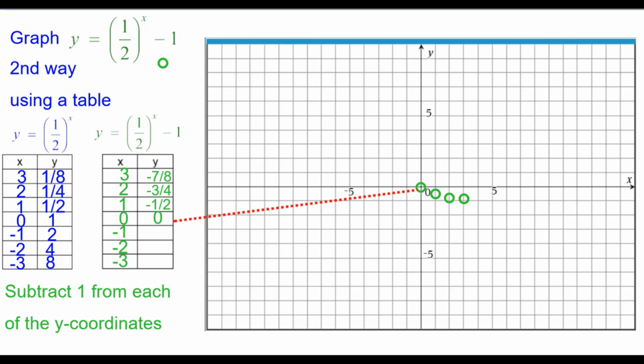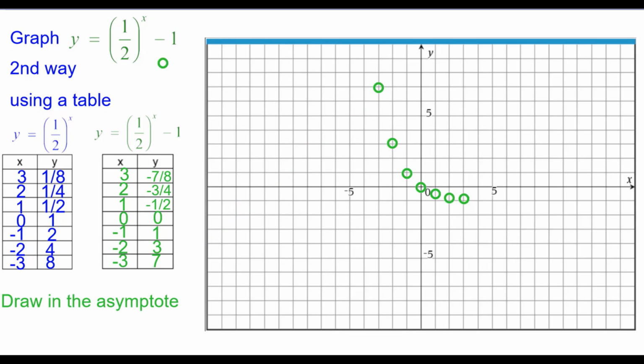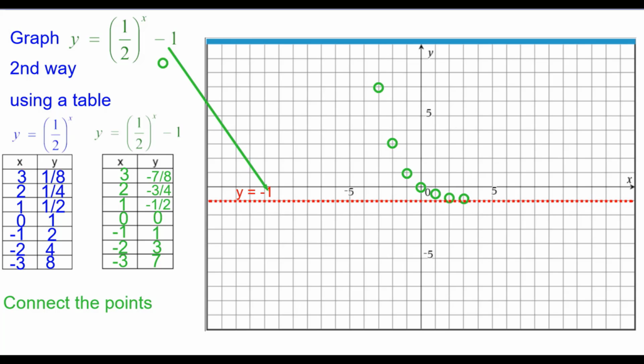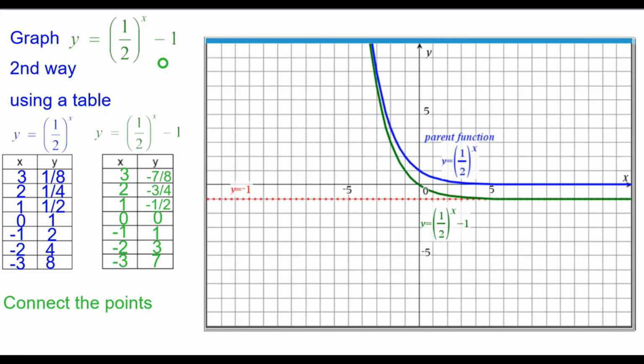2 minus 1 is 1, so (-1, 1). 4 minus 1 is 3, so (-2, 3). And 8 minus 1 is 7, so (-3, 7). We should draw in the asymptote, which will be at y equals -1 because of the equation. And connecting the points, we get this exponential curve. And we can compare this to the parent function, y equals 1/2 to the x.